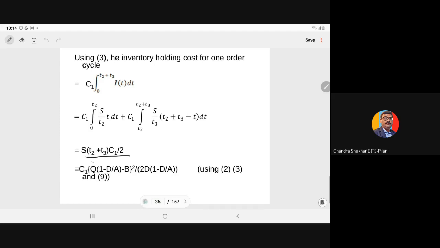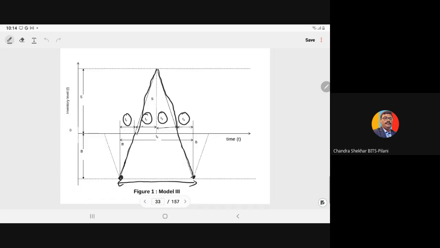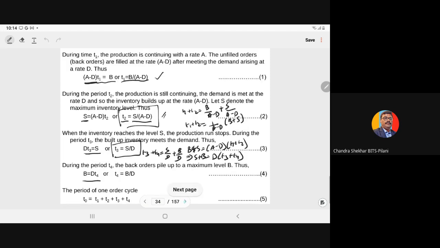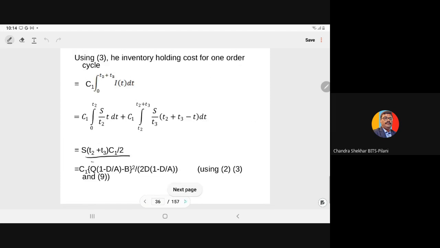So here you can see in the period T2 and T3, because we have the positive inventory level, we have to bear the holding cost. This is the holding cost. It is C1, where C1 is the unit holding cost, integral from 0 to T2 plus T3 of I(t). I(t) is the inventory level.